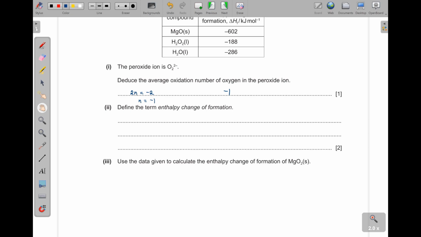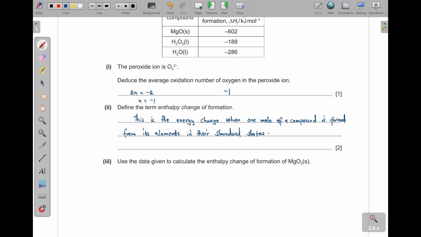And then Roman 2, define the term enthalpy change of formation. So this is the energy change when 1 mole, very important, of a compound is formed from its elements in their standard states, very important, in their standard states.